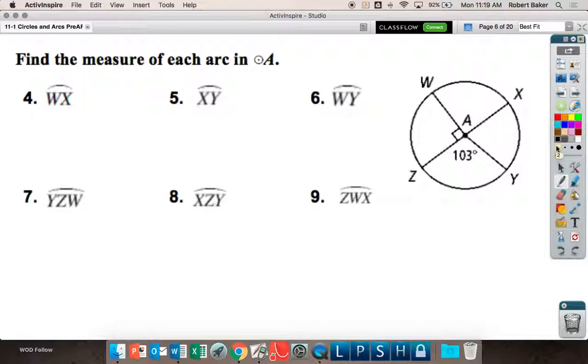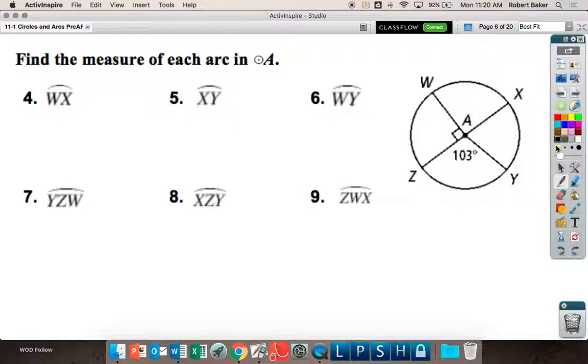What do you have? Angle A is 90 degrees. Whoa, false. There's 4 angle A's there. Please be more specific. Yes, angle A is right here, right here, right here, and right here. Angle WAX is 90. True. Angle is 103. True. Come on, we're in circles. Arc WX.